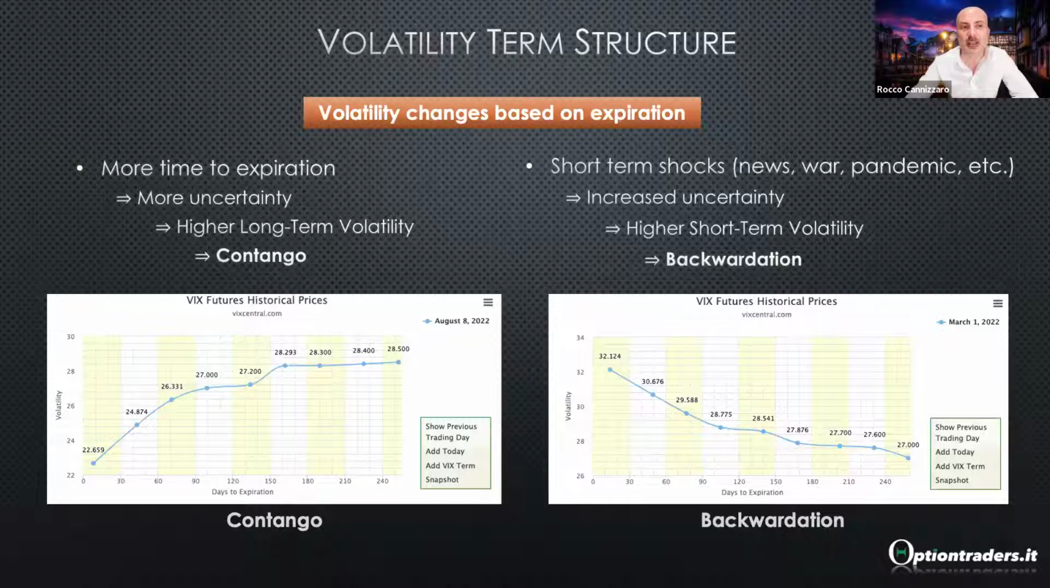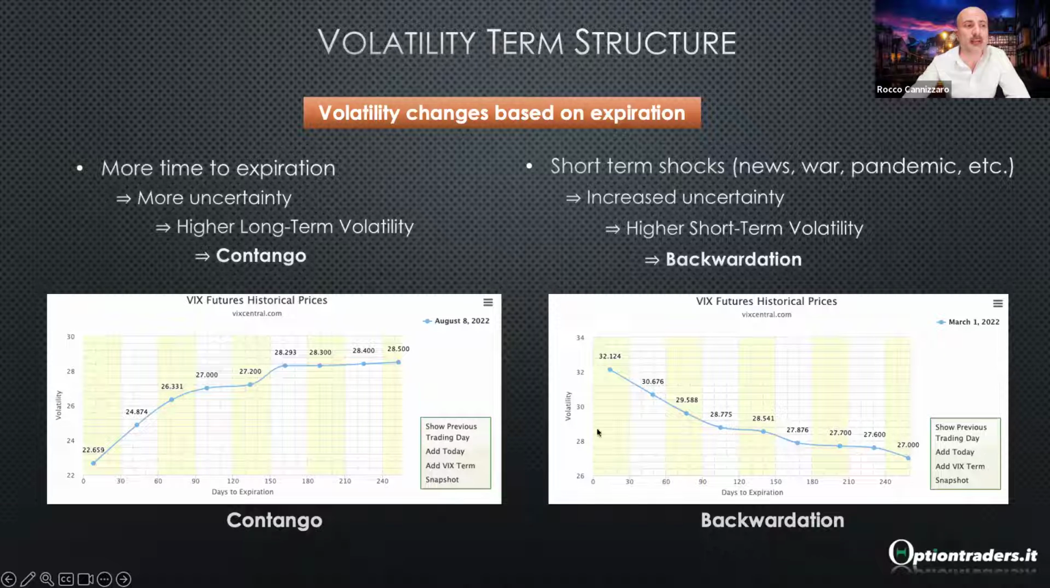Say, bad news about Microsoft or Nvidia may affect the S&P and the market for the next couple of weeks, and that's going to increase the volatility. But an option expiring 1 year or 2 years from now will feel very little of that news, right? Because of this, when there are shocks, they usually happen in the short term. And when this happens, the phenomenon is called backwardation, where the short-term volatility is higher than the volatilities that are longer dated.